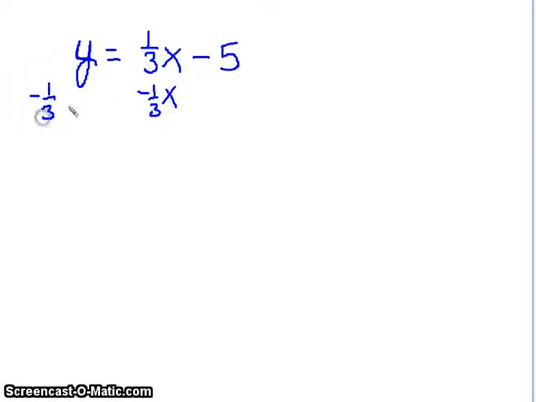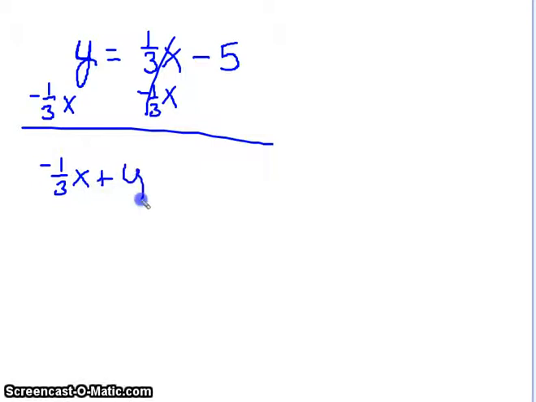I can give you something in slope-intercept form and ask you to put it in standard form. If I were to give you y equals 1/3 x minus 5 and ask you to put it in standard form, then that means you're going to have to move this 1/3 x to the other side, or make it negative 1/3 x. So now that cancels out. We have negative 1/3 x plus y is equal to negative 5.